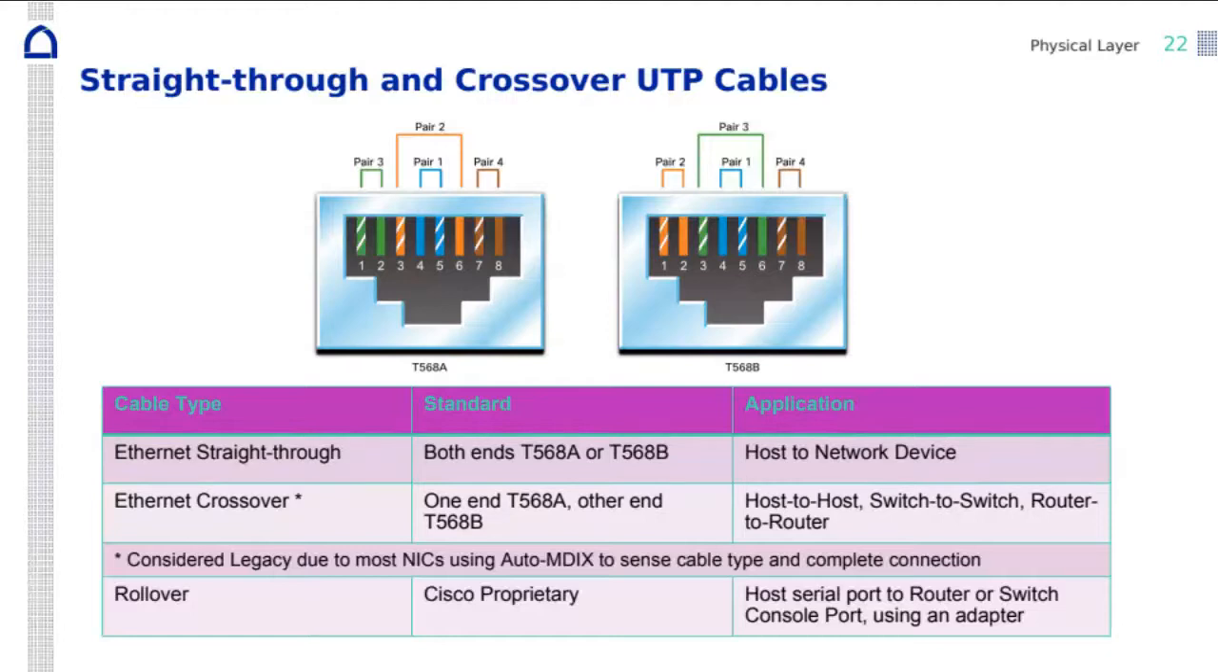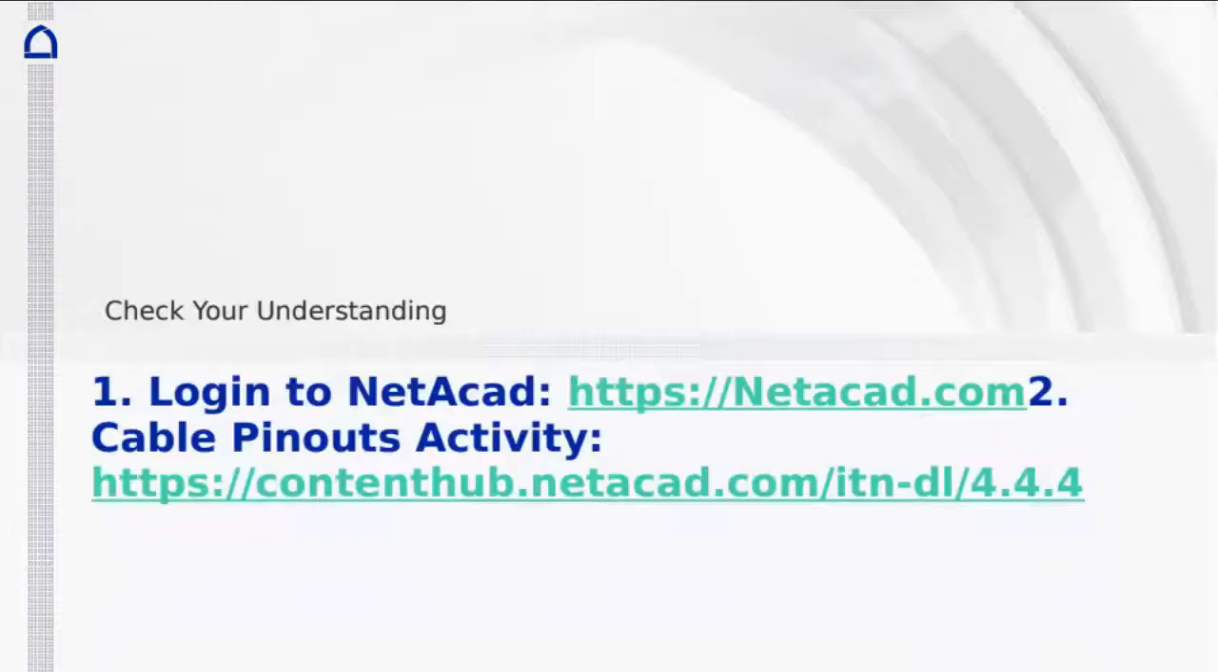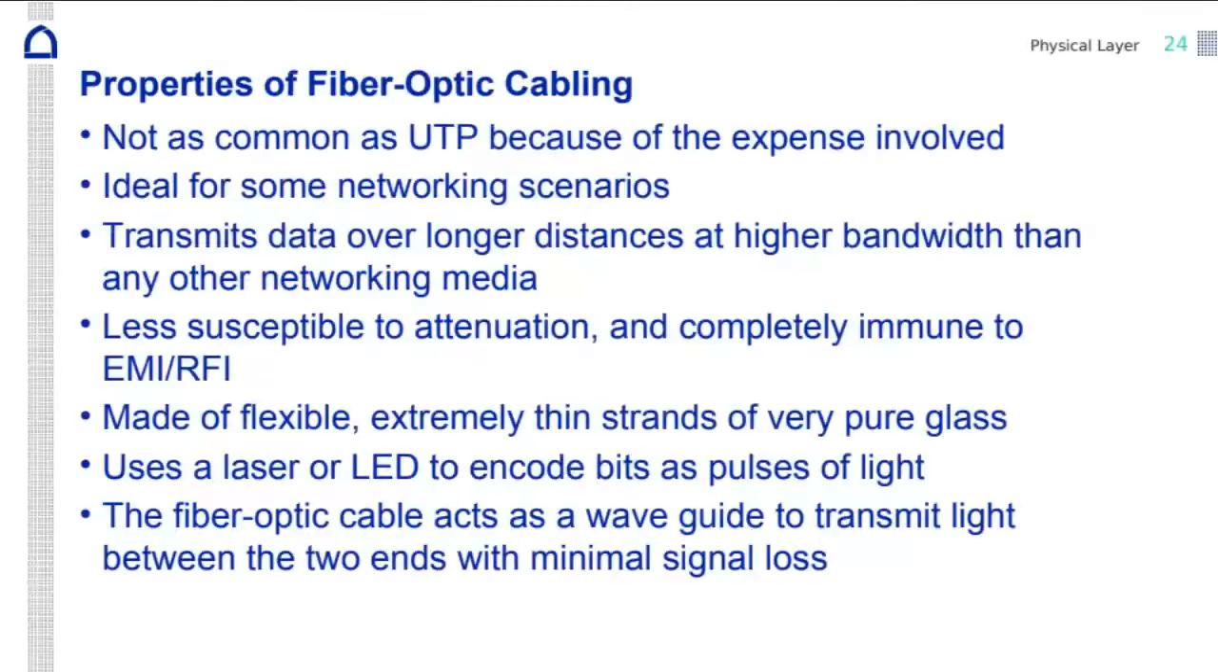We have also the rollover cable. This is Cisco proprietary. It connects a host serial port to a router or switch console port using an adapter. To connect to the console port on your router or switch, we use the rollover cable by Cisco. I'll show you all of these cable types.